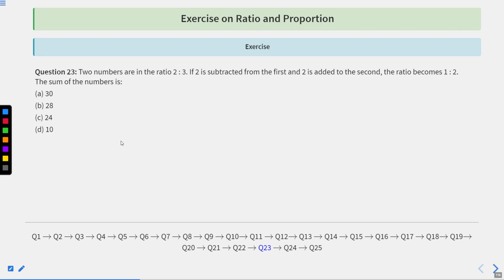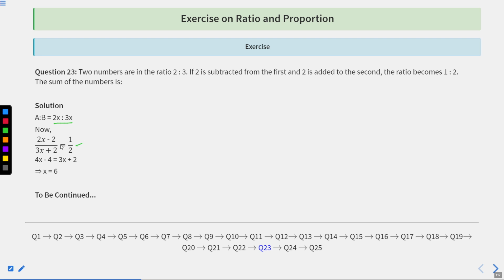Question number 23. If two numbers are in ratio 2 is to 3, and if 2 is subtracted from the first and 2 is added to the second, the ratio becomes 1 is to 2. The sum of numbers is. So let us suppose two numbers are a is to b equal to 2x is to 3x. And now 2 is subtracted from the first and 2 is added to the second, and they are in ratio 1:2.